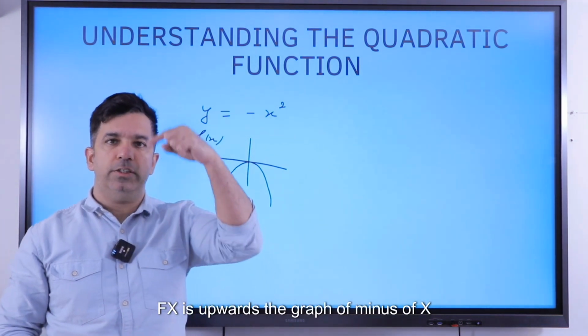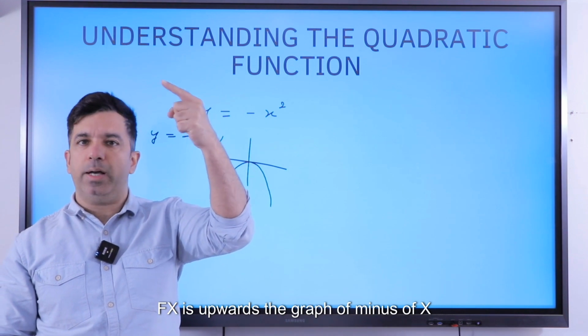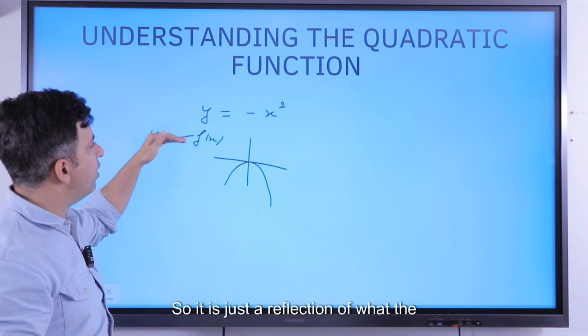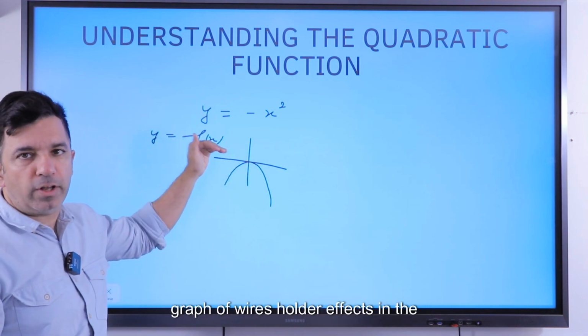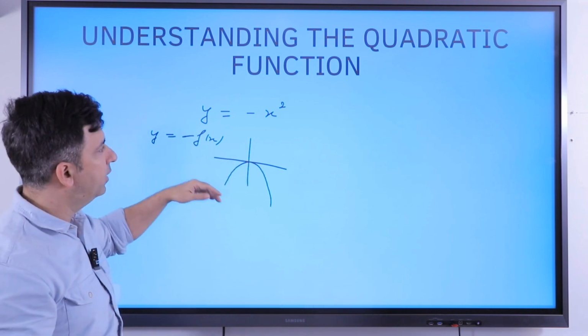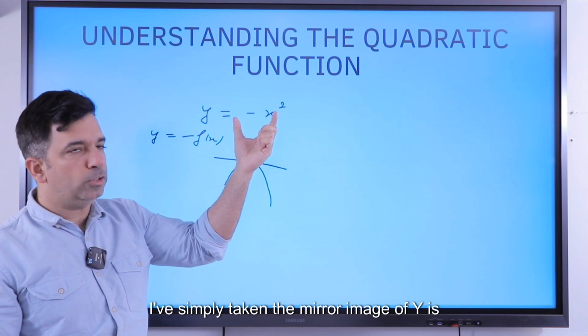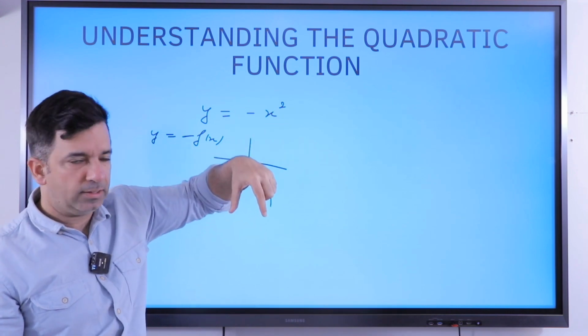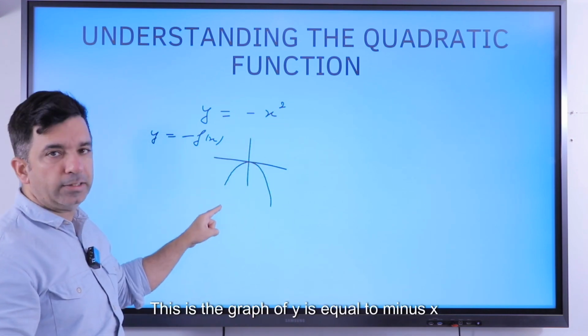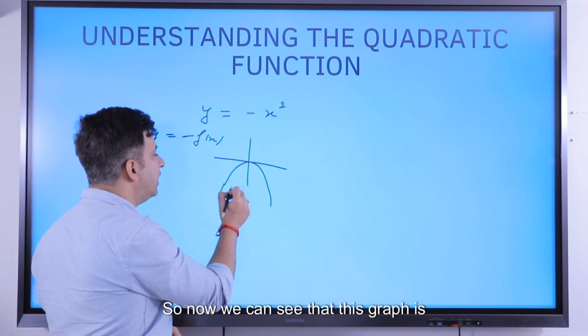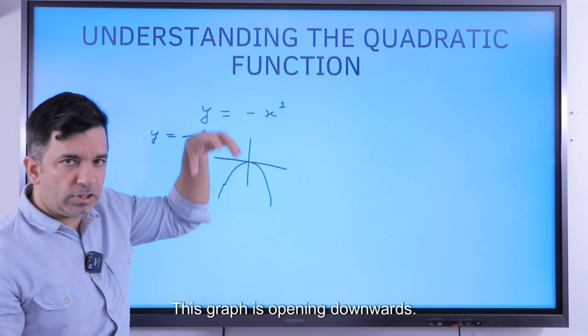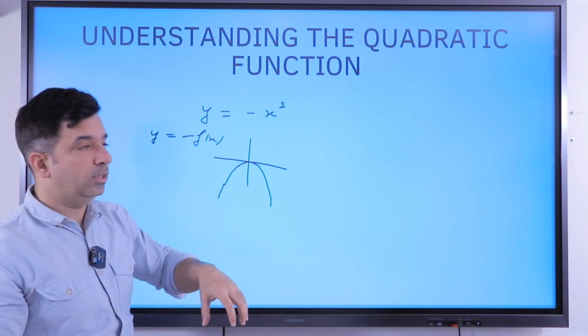If the graph of fx is upwards, the graph of minus fx becomes downwards. So it is just a reflection of the graph of y is equal to fx in the x-axis. Therefore, in order to draw this graph, I have simply taken the mirror image of y is equal to x square in the x-axis. This is the graph of y is equal to minus x square. So now we can see that this graph is opening downwards.